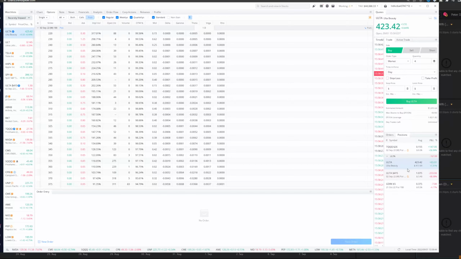Well, to look at it this way, let's actually find out how much we would make. The delta right now is 27. So 27 times $420, we would make $11,390 if Ulta went to zero tomorrow. And we would lose $5,000 in shares.